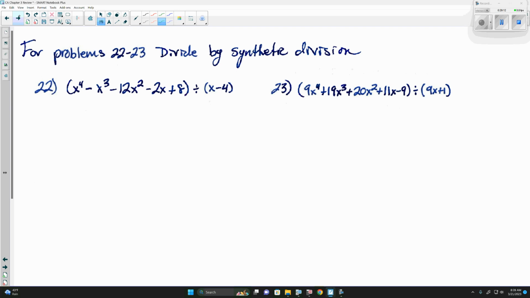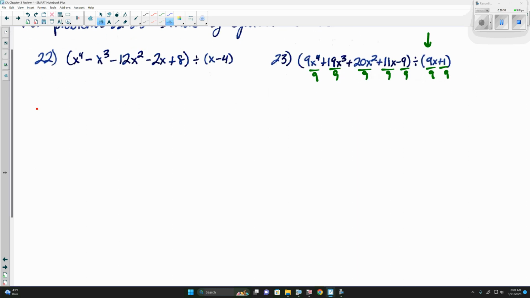Because I think for the most part, we do feel comfortable with normal synthetic division like 22. So if we look at 23, the main issue we have with this here is that the number in front of x is 9. So to fix that, we've got to divide everything by 9. And when we do this here, what we're left with is x to the fourth plus 19 ninths x cubed plus 20 ninths x squared plus 11 ninths x minus 1 is being divided by x plus 1 ninth.